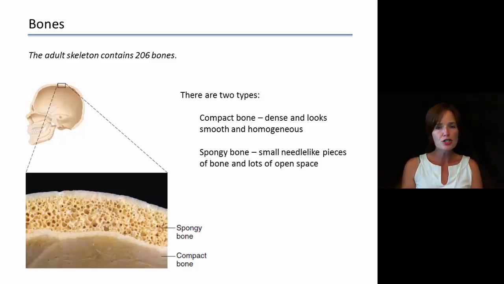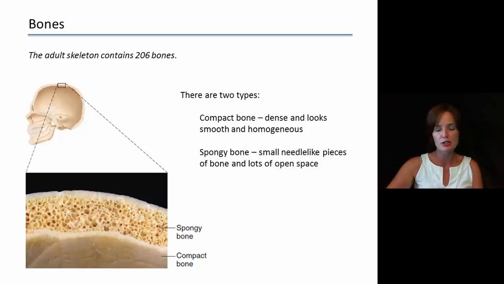If you look at the picture right here, you can really see visually right off what the difference is between them. The compact bone is the portion on the bottom. Compact bone is very dense. It has a smooth, homogeneous appearance to it. And then the spongy bone looks spongy. It's small needle-like pieces of bone. There's lots of open space within that, and you have a pretty decent sized layer that you can see in this particular image.